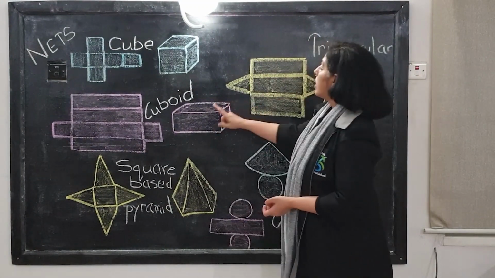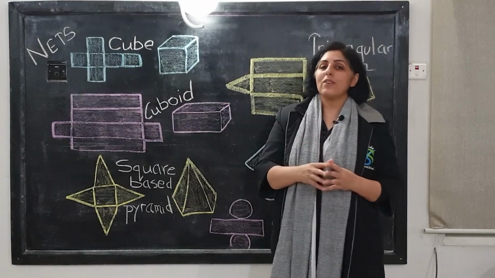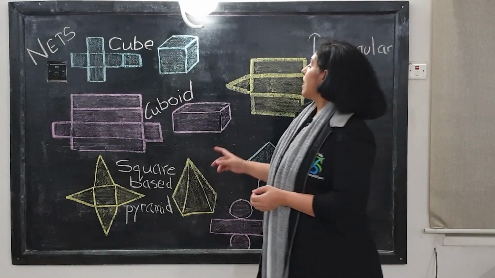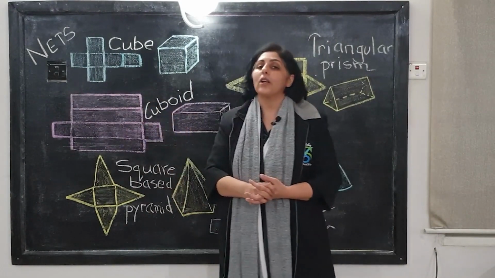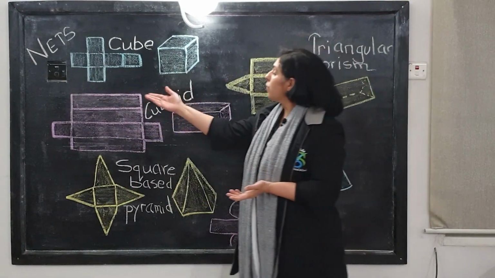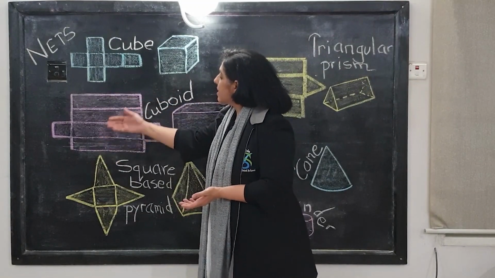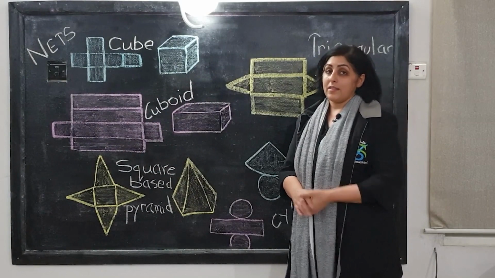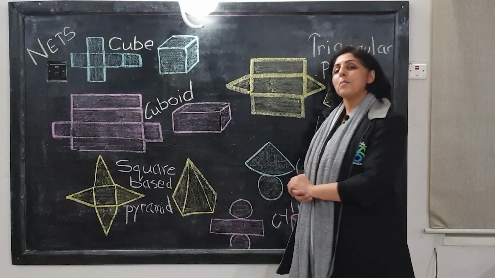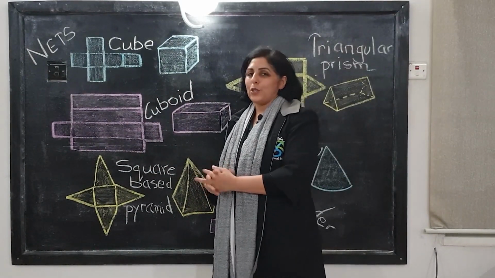This is a cuboid and we know that a 2D rectangle is actually a cuboid in a 3D form. This is what the net of a cuboid looks like. And again, if you fold it like this, you will be able to make a cuboid out of this. Remember, you have a homework, you have to make it out of paper and show it to me.